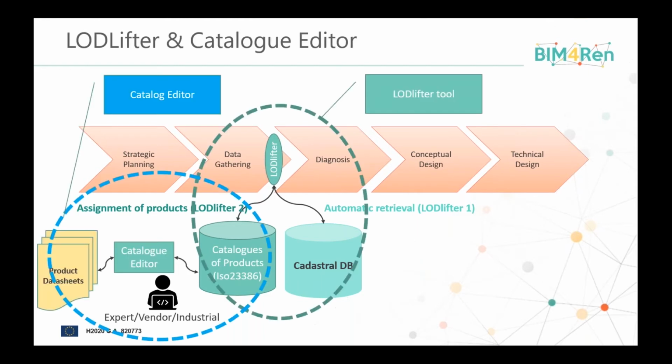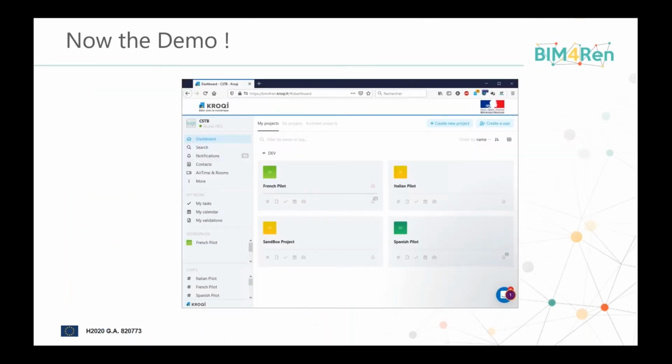In order to produce this catalog in the frame of BIM4Ren, we have also developed the whole chain. So we have developed the catalog editor, following the ISO 23386 standard. But today we will only talk about this Lodlifter tool. So now it's time for the demo.